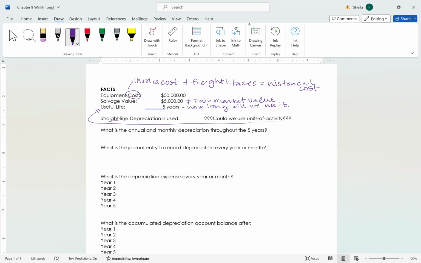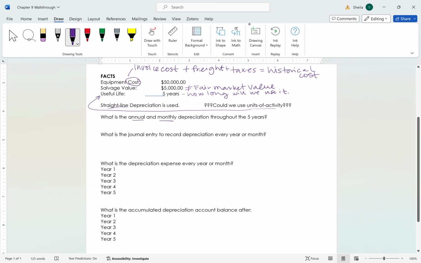Now, the first question here, what's the annual and monthly depreciation throughout the 5 years? Now, 5 years is the useful life. So what I want you to keep in mind in this particular question is that you may be asked to look at either annual or monthly depreciation. So pay close attention to that, okay? Now, how we calculate depreciation is cost minus the salvage value divided by the useful life.